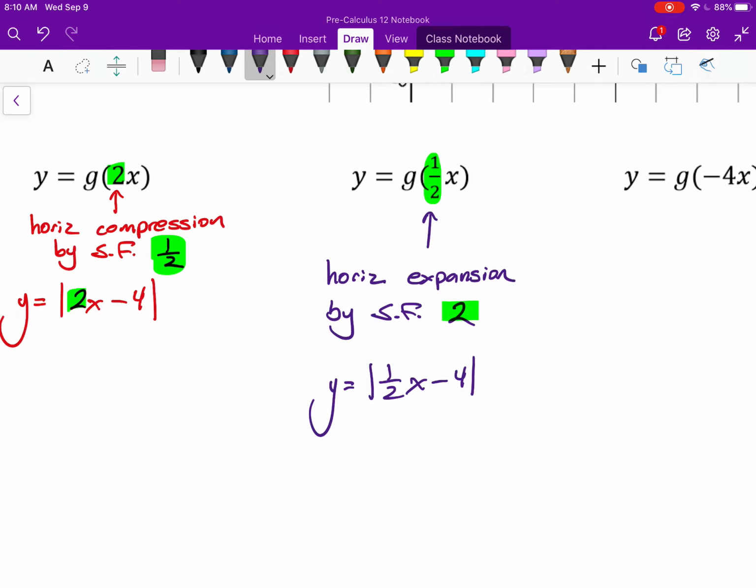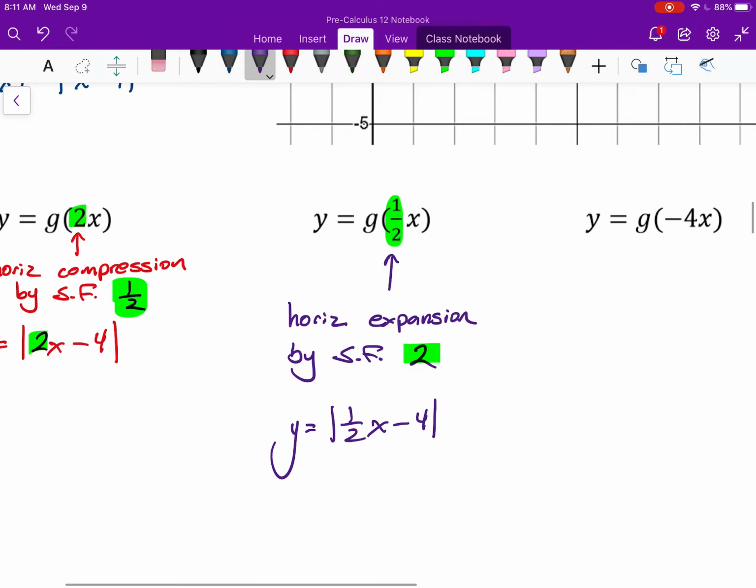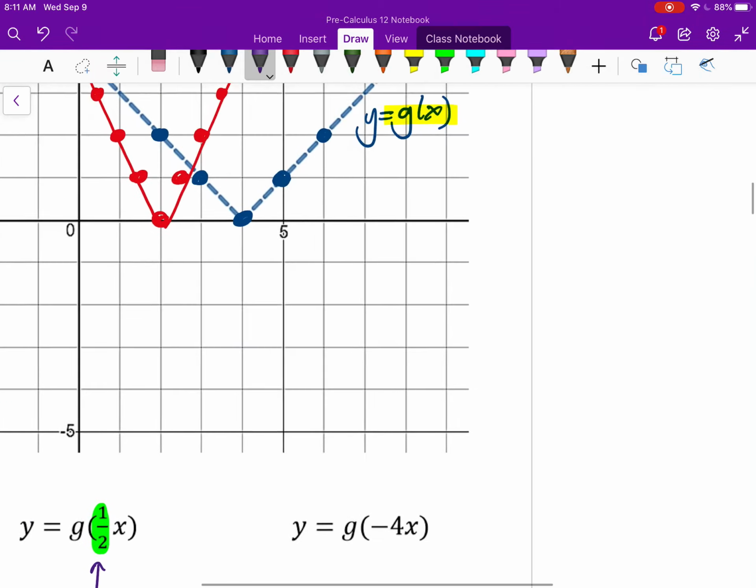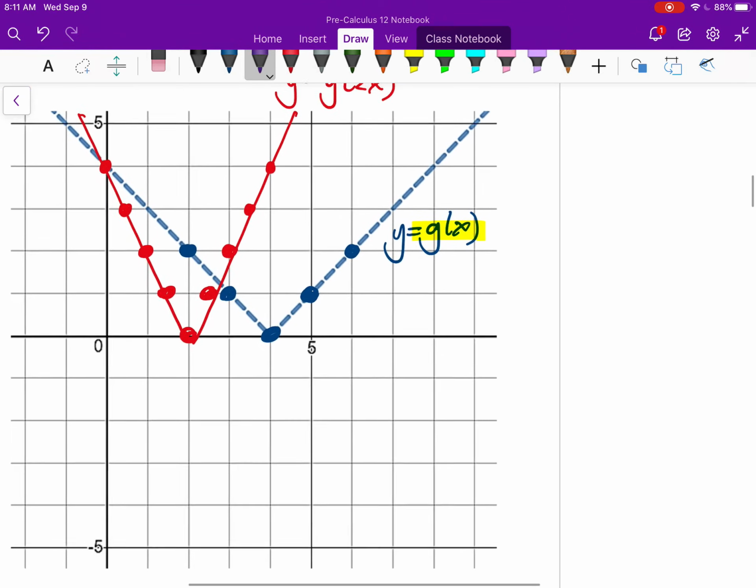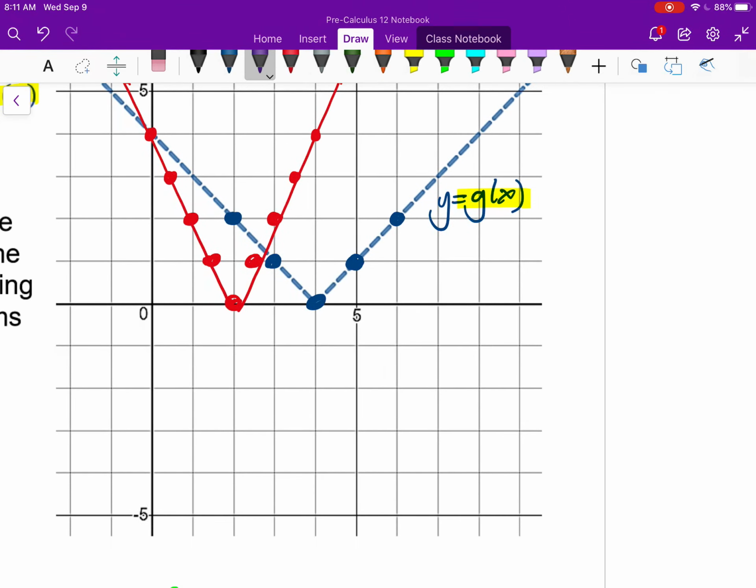When it's a horizontal stretch, the scale factor is the reciprocal of the value you see being multiplied to x. When it's a vertical stretch, it's the exact same, so that's why it's simpler. If I look up here, a horizontal expansion by a scale factor of 2, I'm going to start with these same 5 points I've looked at in blue here, except I'm going to double the x coordinates. So this point right here, instead of being at 4, it's going to be at 8.